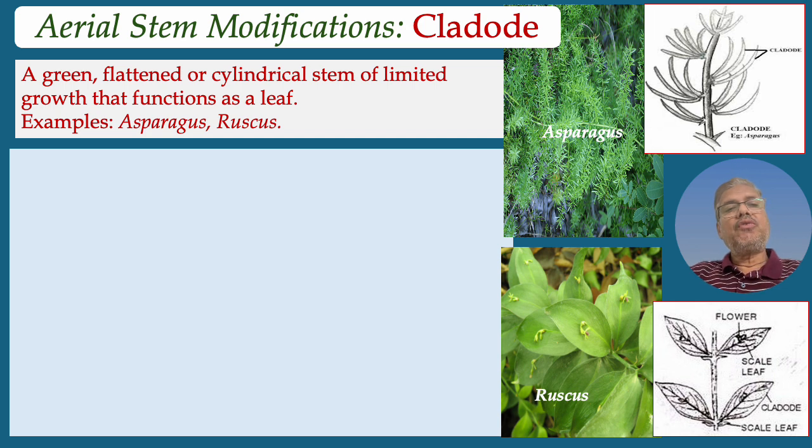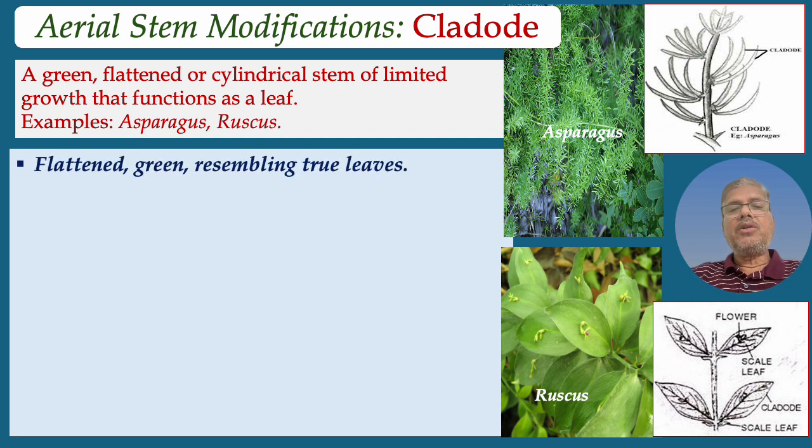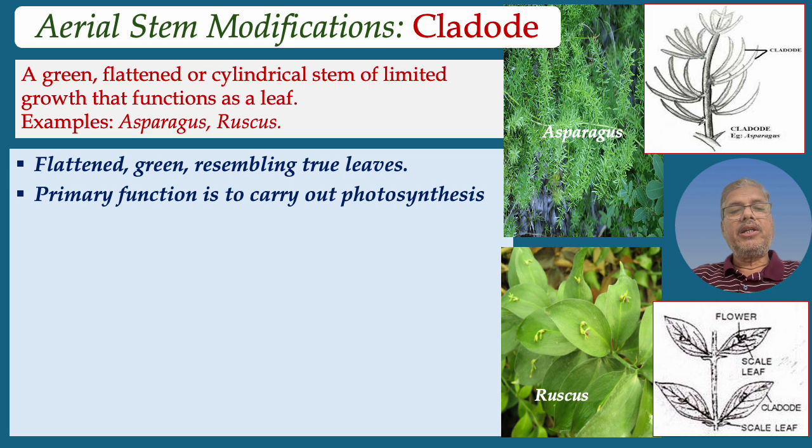A cladode is a green, flattened, or cylindrical stem of limited growth, which functions as a leaf. Examples are Asparagus, where the needle-like leaves are called cladodes, and Ruscus, that is butcher's broom, where the leaf-like structures bear flowers on their surface. The cladodes are typically flattened, green, and broadened superficially, resembling true leaves. Their primary function is to carry out photosynthesis just like leaves. Despite their leaf-like appearance, cladodes are modified stems.